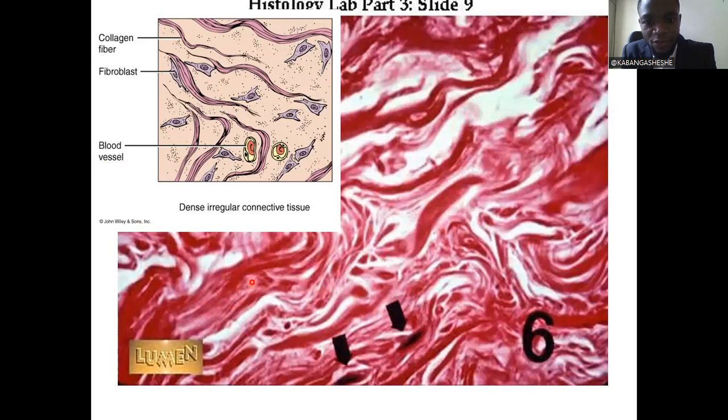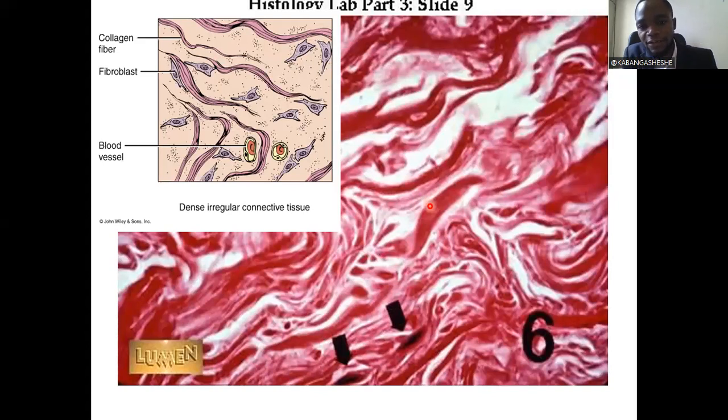Now here we see like waves. These should be red or pink. I don't know the color here. I think it's pink. These pink fibers, these are collagen fibers we are seeing. Then the dark spots, these are nuclei of fibroblasts. So we can see that the fibers are not in the same direction. Some fibers are going in a circle like this, others are in that plane, and the rest. So we call this dense irregular.